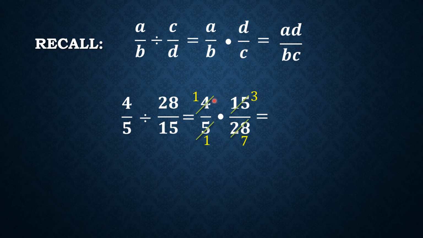So there is no other common factor except 1. So we proceed by multiplying. So 1 times 3 is 3. Then 1 times 7 is 7. So the answer is 3 over 7. So this process can be applied when dividing two or more rational expressions. Here's the first example.